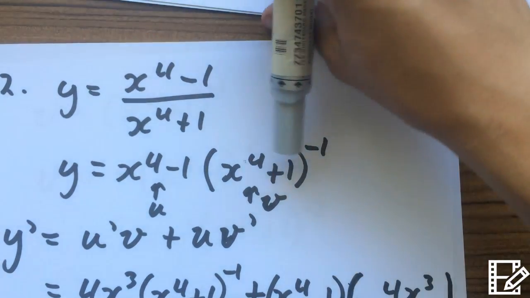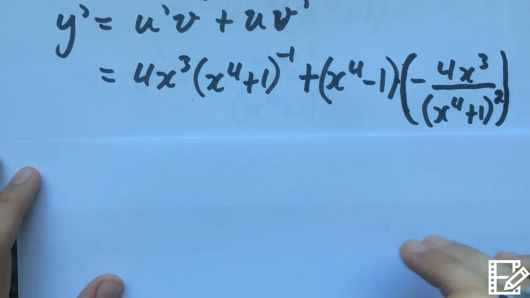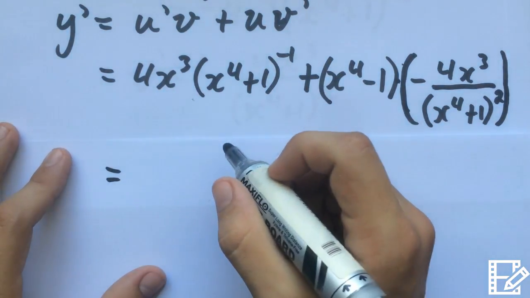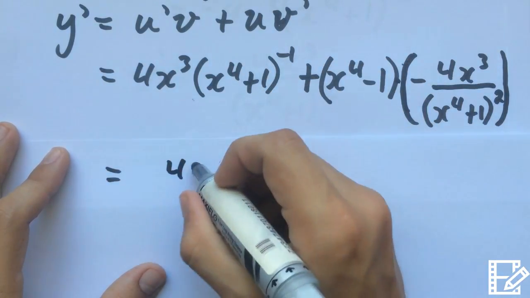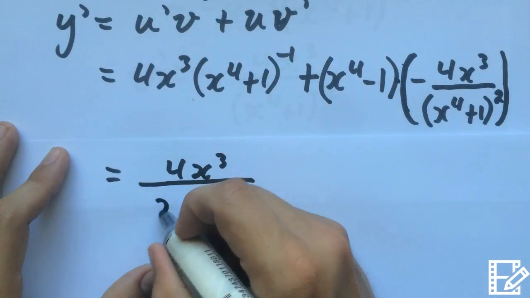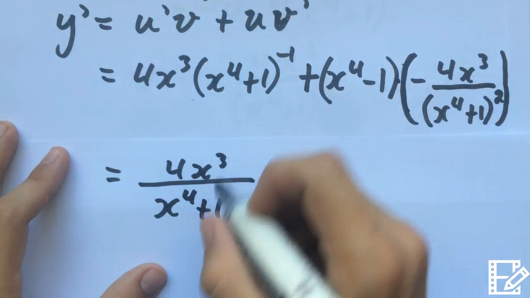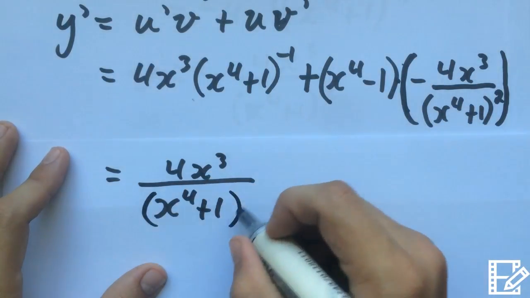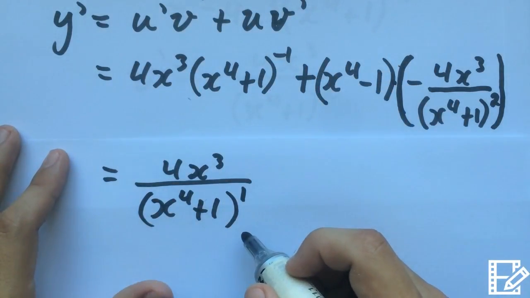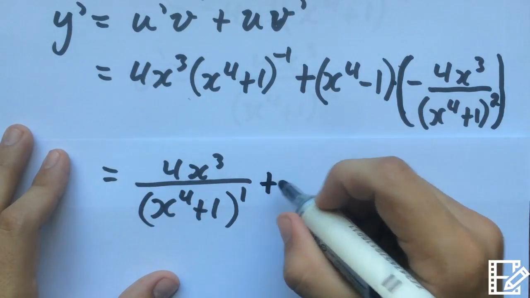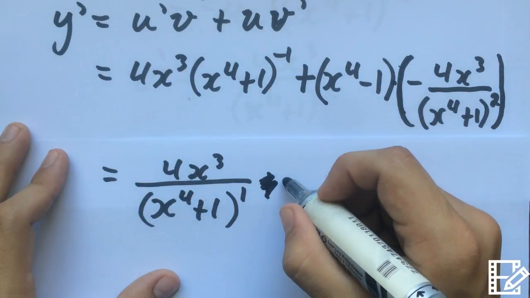Now that we have this, we can do a bit of simplifying and rearranging to make it look neater and better represented. This is to the power of negative 1, so I'm going to bring it down, and we'll have 4x to the power of 3 over x to the power of 4 plus 1. I will write the power of 1 because we will need it, and I don't want you to get confused. So I'm bringing it down and making the power positive, and we're adding it to... hold on, we're multiplying by a negative, so I'll put the negative.